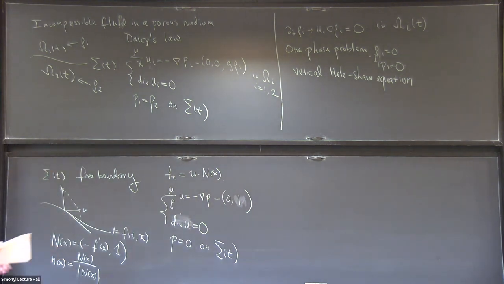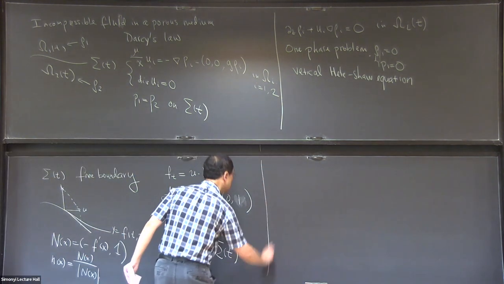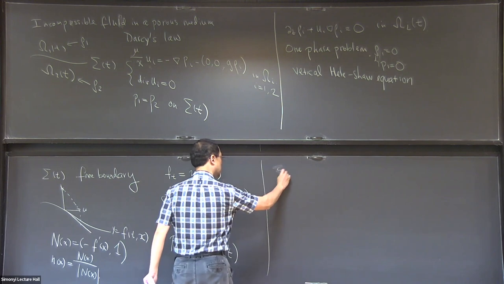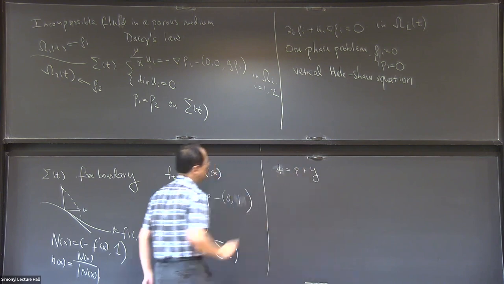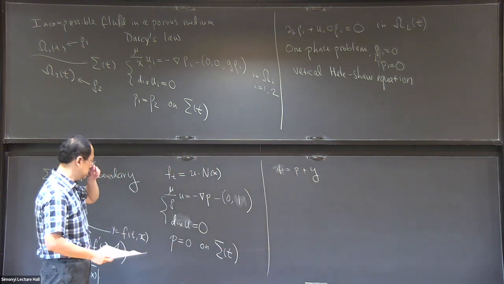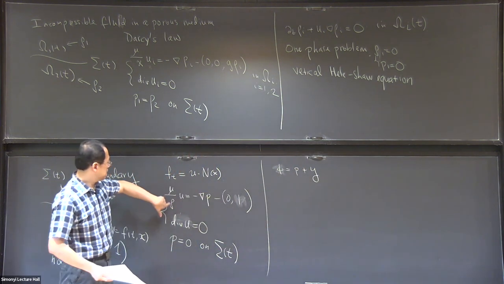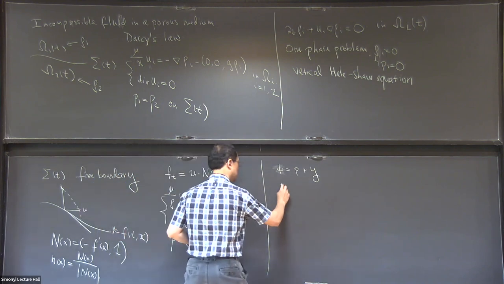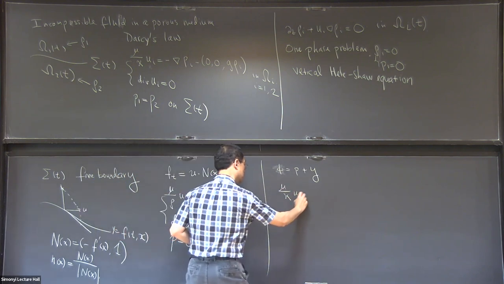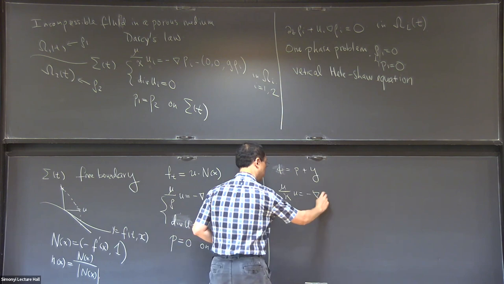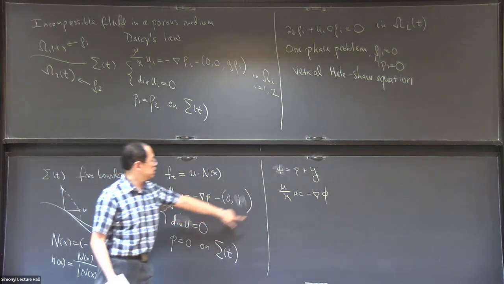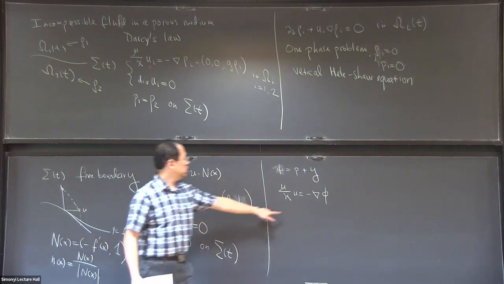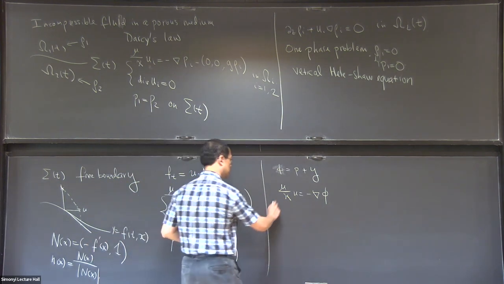Okay, so let me define phi to be p plus y. Then because the right side can be written as mu over kappa times u is equal to minus gradient of phi, right? And now because u is divergence free, you can take the divergence on both sides. You can see that phi is a harmonic function.